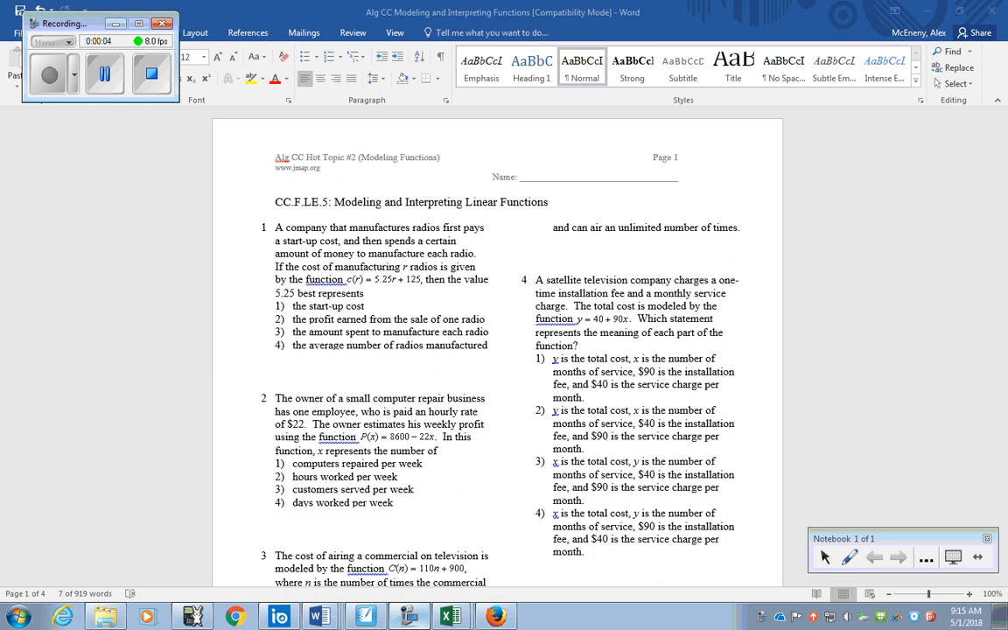Hey guys, we're going to look at hot topic number 2. It discusses modeling functions and interpreting their meanings, sometimes referred to as the context of the question on the regions. So we're going to look at question 1.